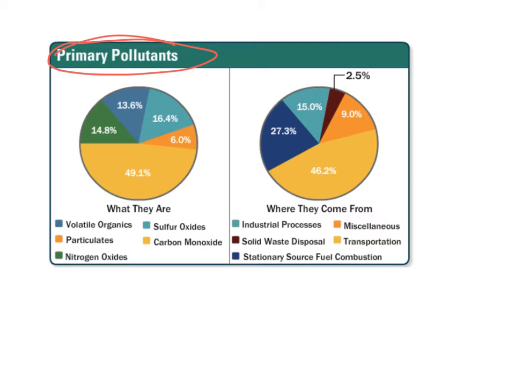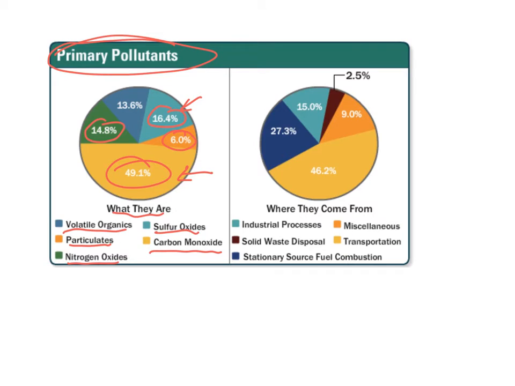If we look at what they are, we'll notice that most of it is going to be carbon monoxide. About half is carbon monoxide. We also have a lot of sulfur oxides, and then we'll also have some nitrogen oxides, and we'll have our particulates, which would be like our dust, things of that nature, and then finally we have some volatile organics up here. Mostly we're going to be concerned with these and these two here.